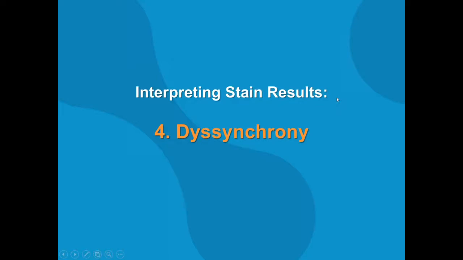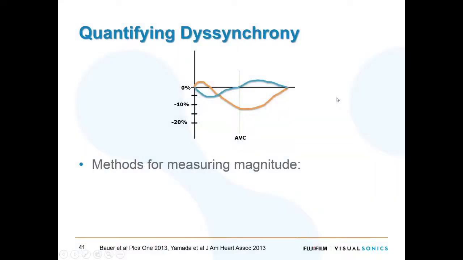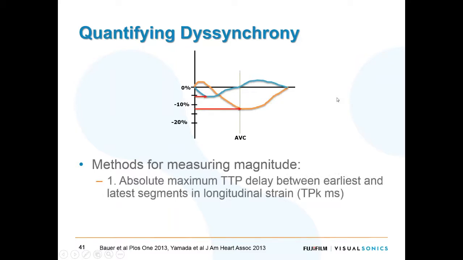And that'll lead me into talking about what is dyssynchrony and how do we measure it. So it's one thing to see that the walls are dyssynchronous and visually know that there's dyssynchrony there, but there are methods of actually measuring the magnitude of that dyssynchrony. The first one would be to look at the absolute maximum time to peak delay between the earliest and the latest segments. So here you really only need two segments that you're looking at, and you just take the time that it takes to get to its peak strain value. And this is all longitudinal strain, as a reminder.